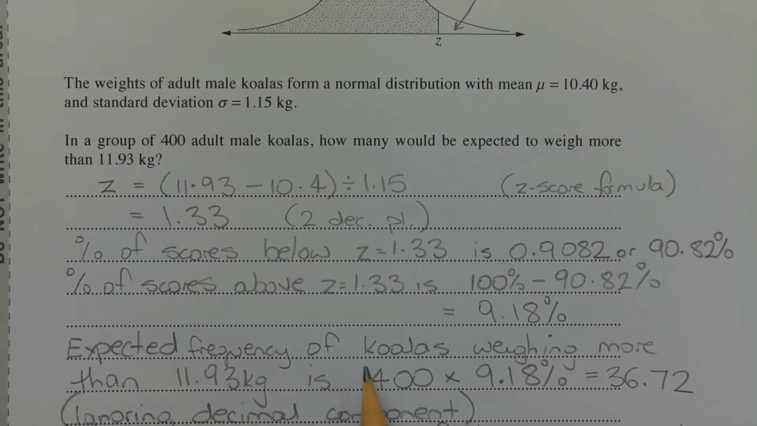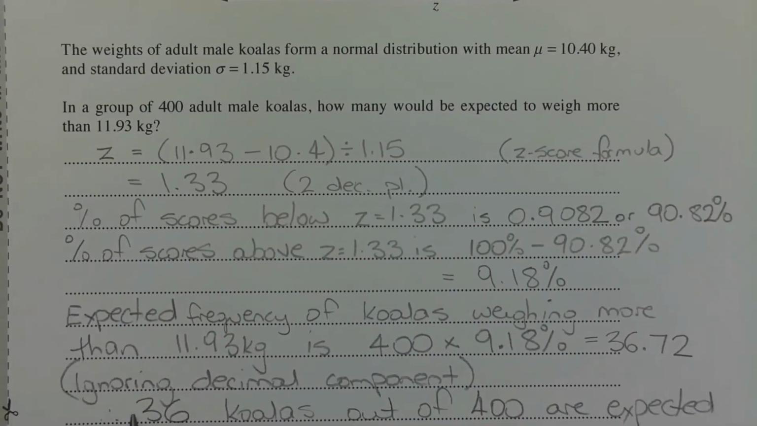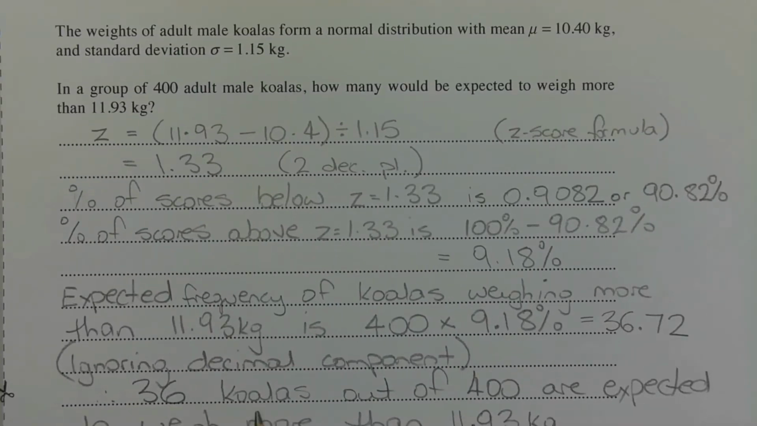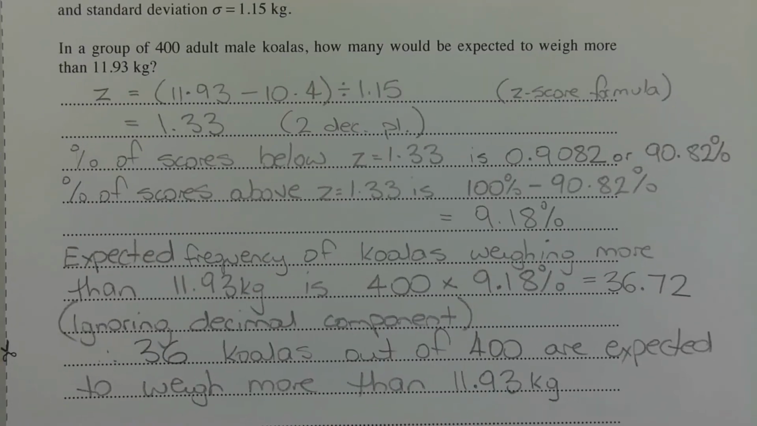So the expected frequency of koalas weighing more than 11.93 kilograms, which corresponds to a Z score of 1.33, is found by taking 400, which is the sample of adult male koalas, and multiplying that by 9.18%, and that equals 36.72. So I'm going to ignore the decimal component of this answer since I'm interested in the number of whole koalas. Therefore, 36 koalas out of 400 are expected to weigh more than 11.93 kilograms.